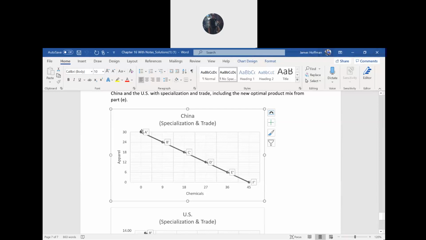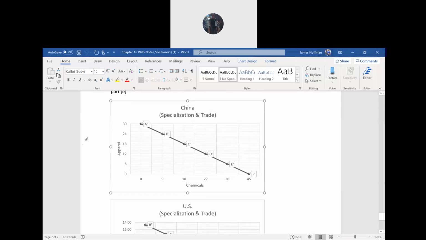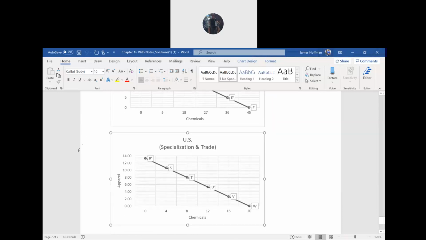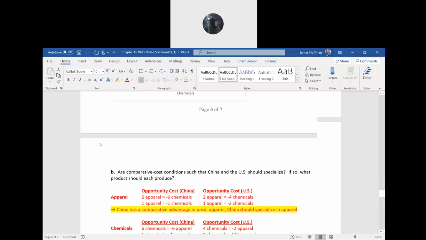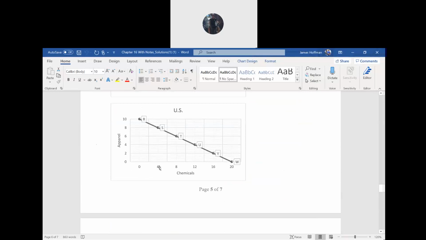And you'll note that any of these points, B, C prime, D prime, E prime, F prime, they're all better off than the initial production possibilities curve. So if they make any trade at that rate, they're better off. All right. Now the US, remember they're specializing in chemicals, so the chemical axes should be the same. Okay, so this should say 0, 4, 8, 12.